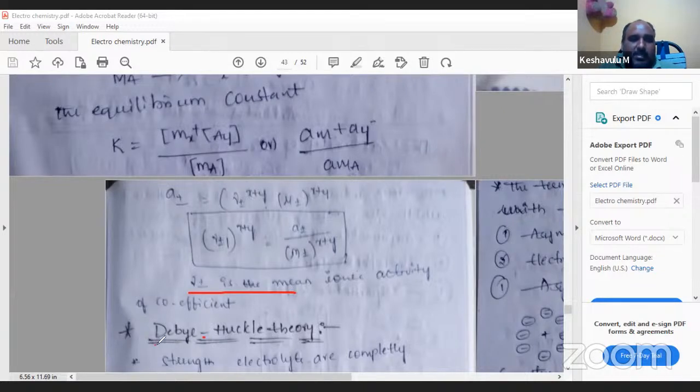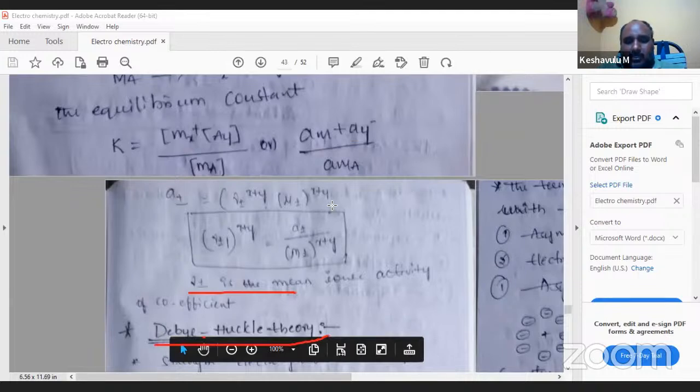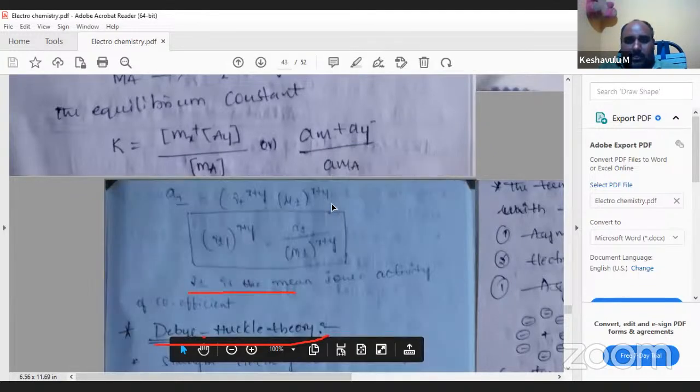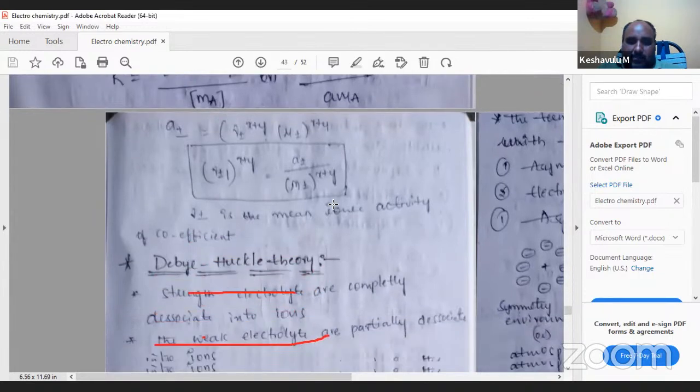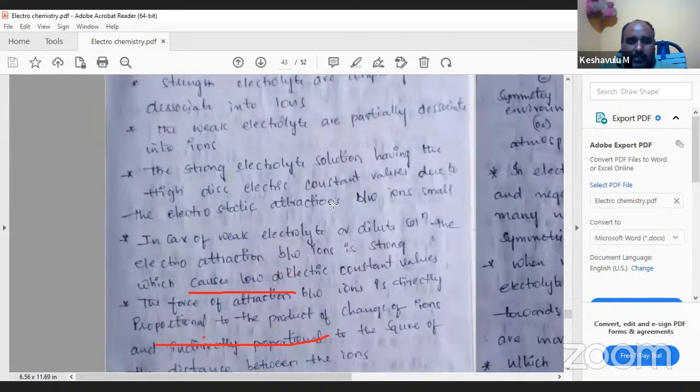That can be determined with the help of the application of Debye-Huckel theory. So what is the Debye-Huckel theory? How can we determine that activity coefficient? That we'll see.